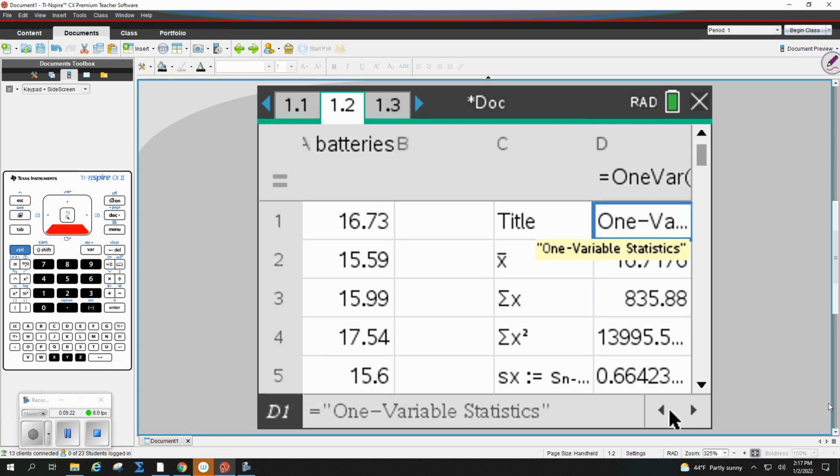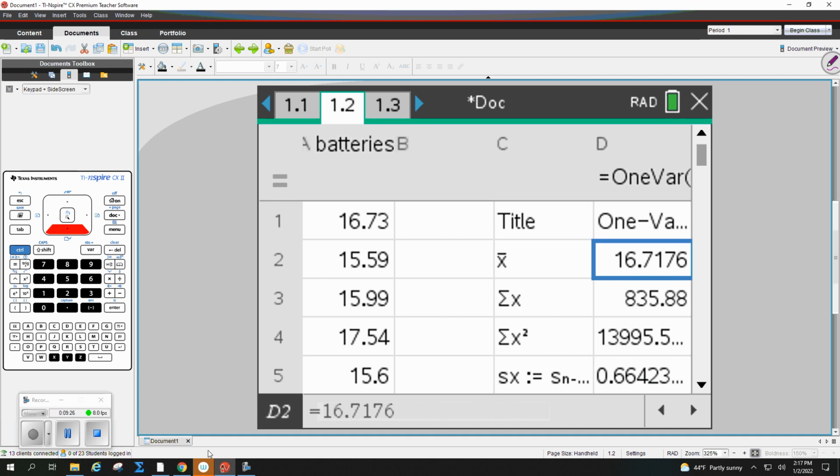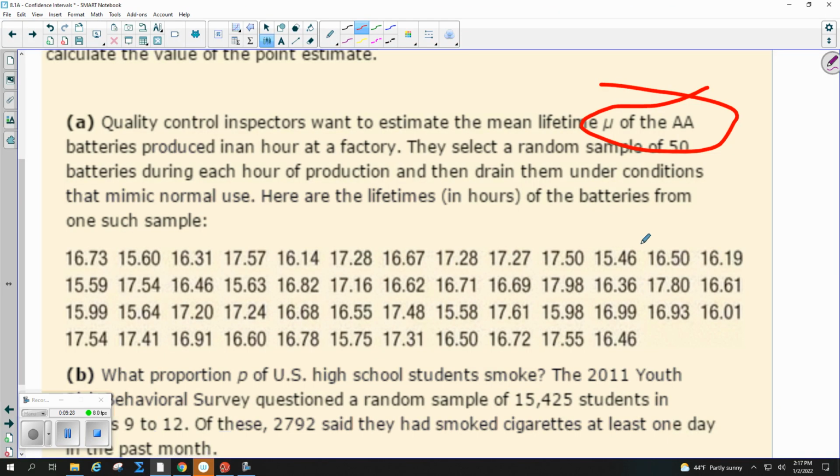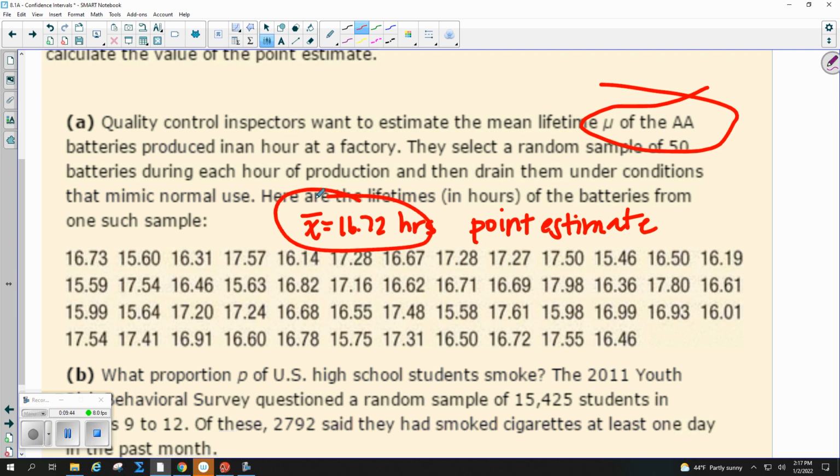All right, so the average is 16.72 hours. Okay, so X bar is 16.72 hours. And this is called the point estimate. All right, so this is going to serve as the center of my confidence interval. And I'm going to guess a range of answers from here, which we'll get to. But for now, they just want the point estimate. Okay, so we just found the average of these 50 batteries.